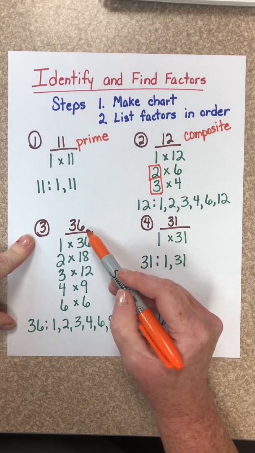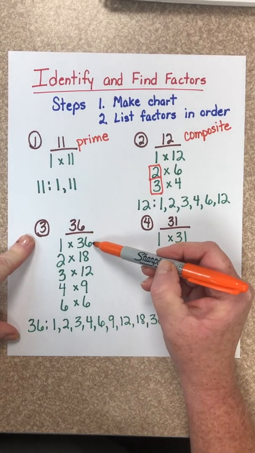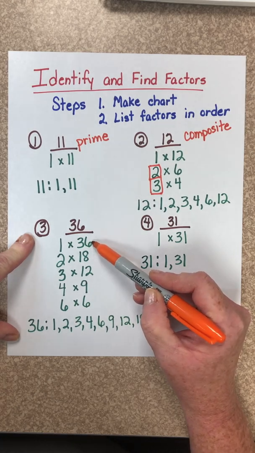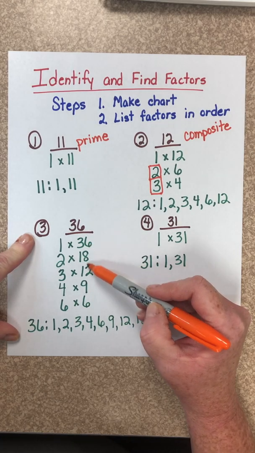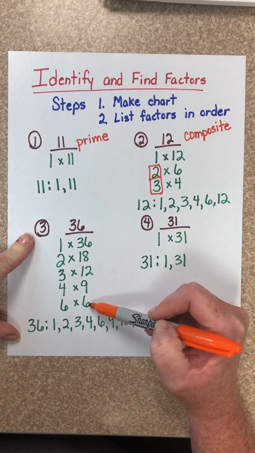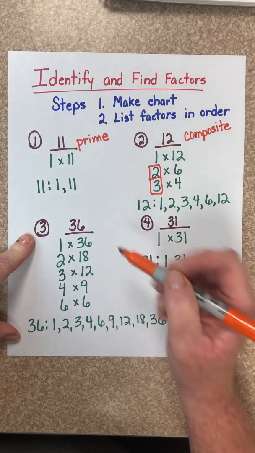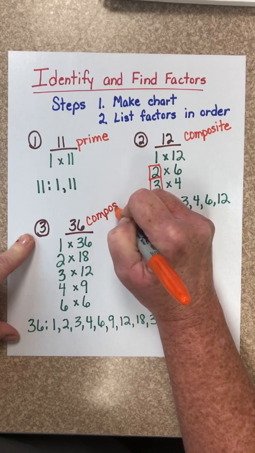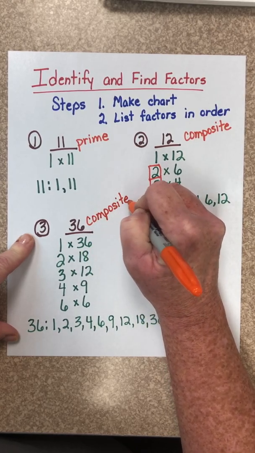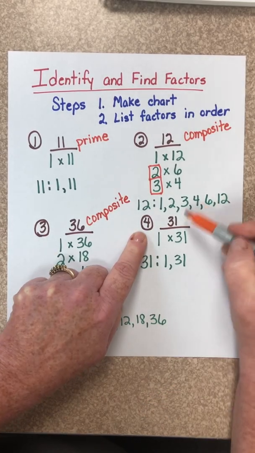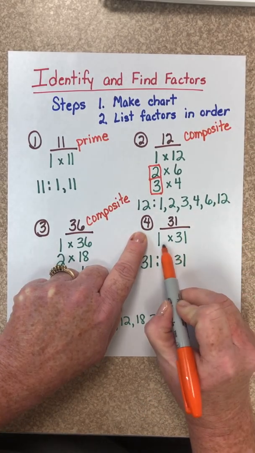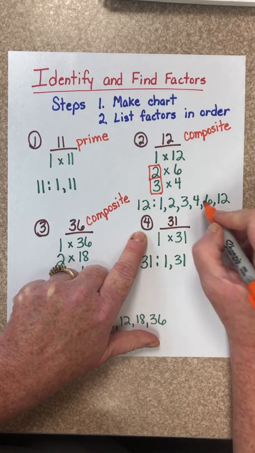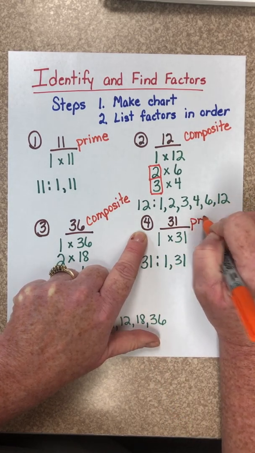Example number 3 is the number 36. Look at our chart. We definitely have more than just 2 factors. We have 1, 2, 3, 4, 5 factor pairs. So 36 is definitely composite. And our last example, number 4, is 31. And notice we only have 1 factor pair, which means 2 factors only. That means 31 is a prime number.